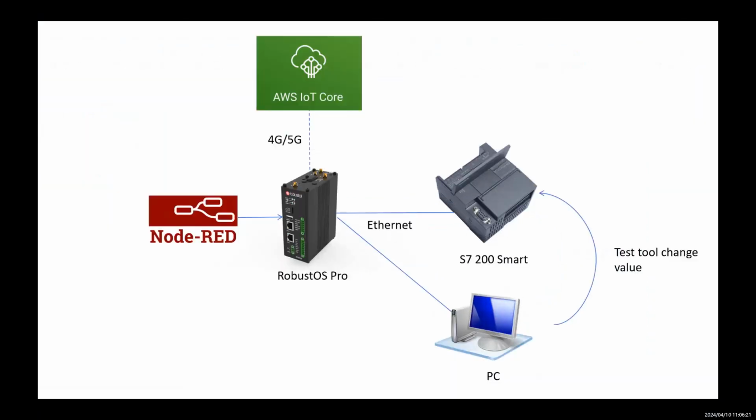Hi, this is Robert to show you a demo using Node-RED installing gateway, and there is a Siemens S7200 Smart connect to the gateway using Node-RED to read the data from the PLC with the S7 protocol, to get the data and send the data to the AWS IoT Core using 4G or 5G.